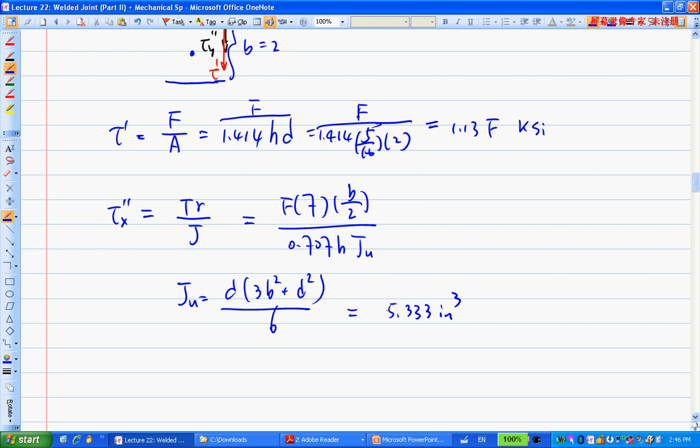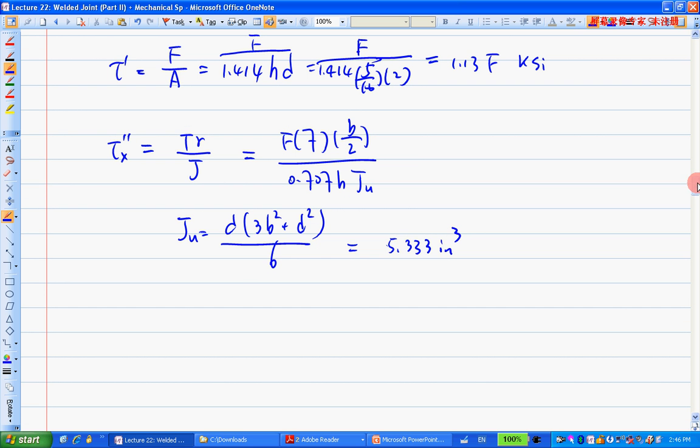It's inch cube, the unit is inch cube. Once you times h, it'll become inch to the power 4, and that's the standard unit for J. So plugging everything in, we calculate tau x double prime in terms of F, and that gives us 5.93 F KSI. Okay, like this. Was that good?